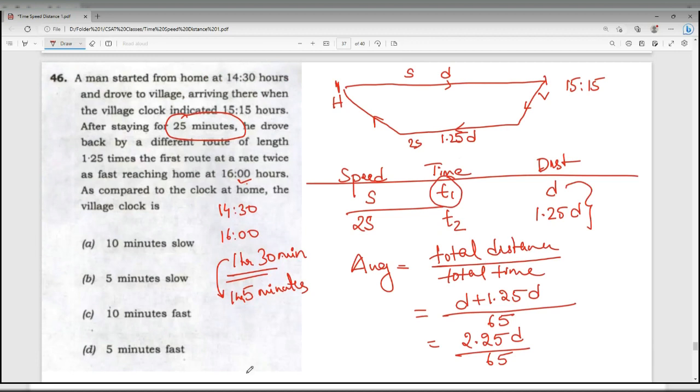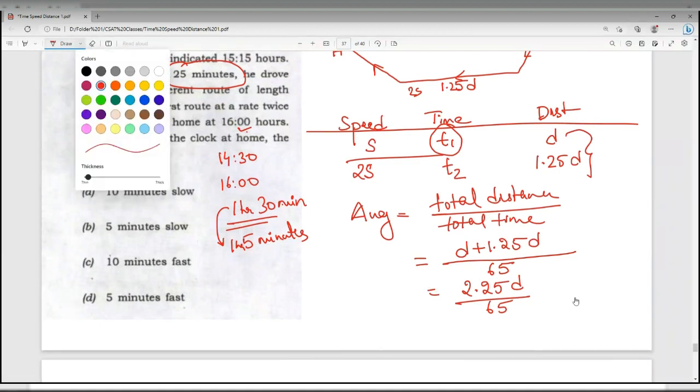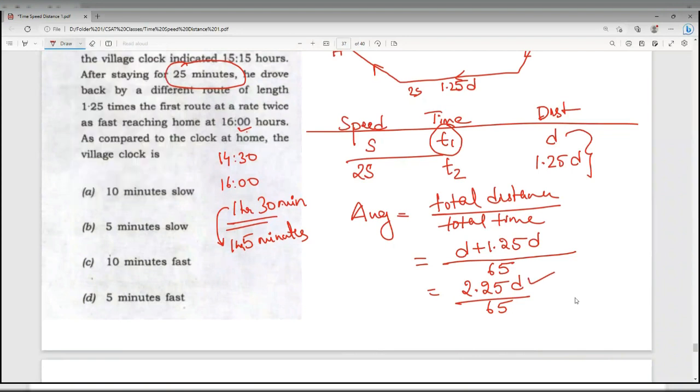If you still have any doubts, please ask. Now, in the last step, we should take 2.25D. We add D plus 1.25D, that's why it came 2.25D. Okay, so we need to find out what is T1.